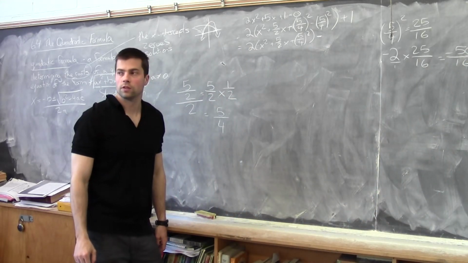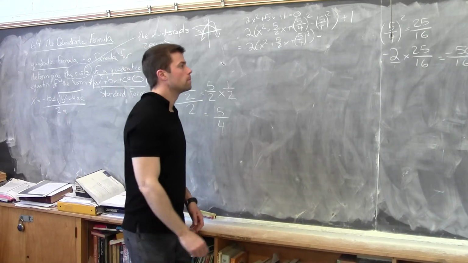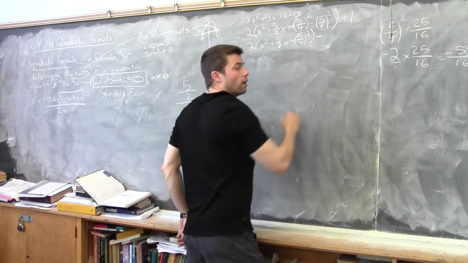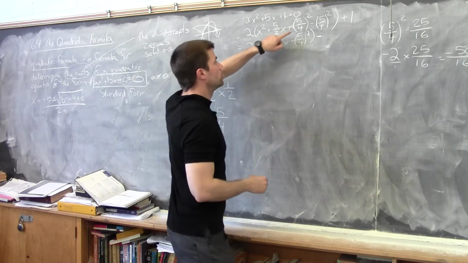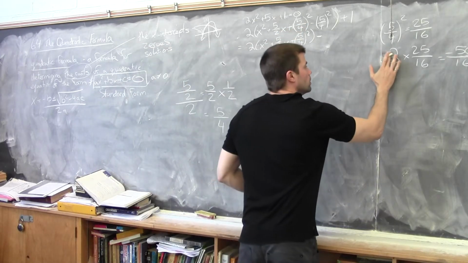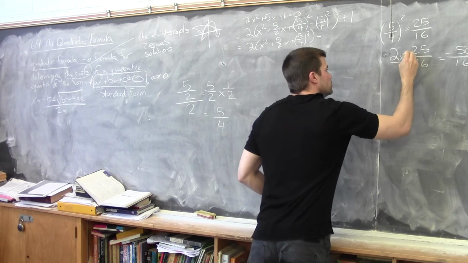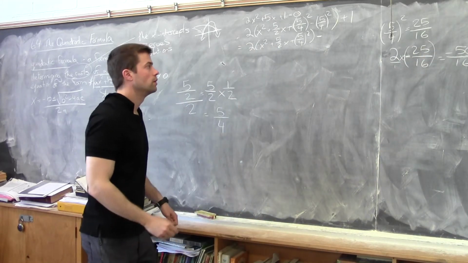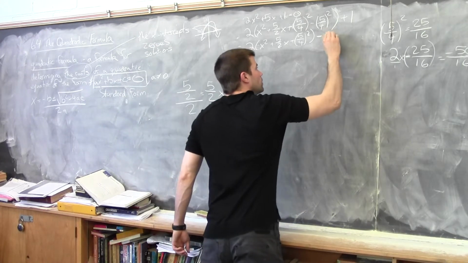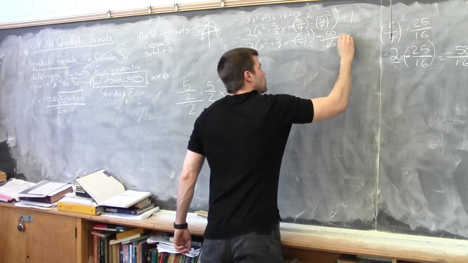Okay? Any questions there? All right, so then, yep. Oh, sorry, positive 2, yeah, but it's negative 5 over 4. So positive 2 times negative. Okay? Same thing. So we end up with negative 50 over 16 plus 1.